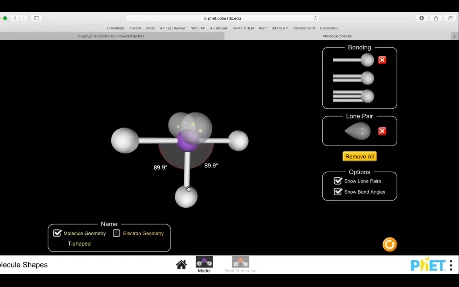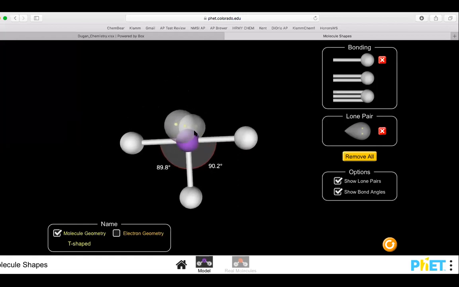Trying. There we go. So now it is T-shape. Why is it called T-shape? Because it looks like a T. Self-explanatory. T-shaped.